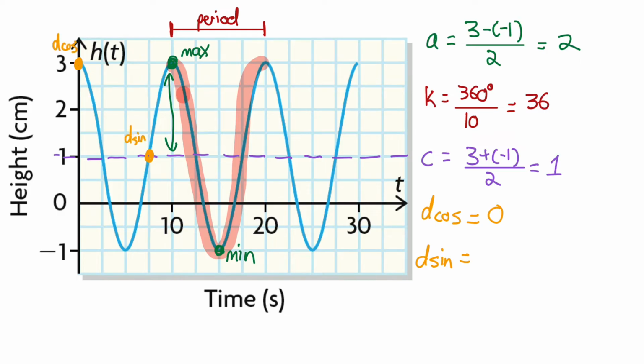Well, my scale appears to be going up by 2.5, 2.5, 5, 7.5, 10. So the x-coordinate of this point is 7.5. And then I can use all of those parameters to write my two equations.